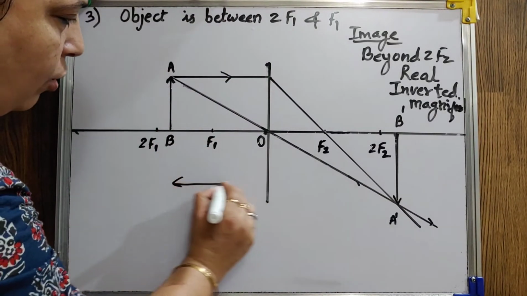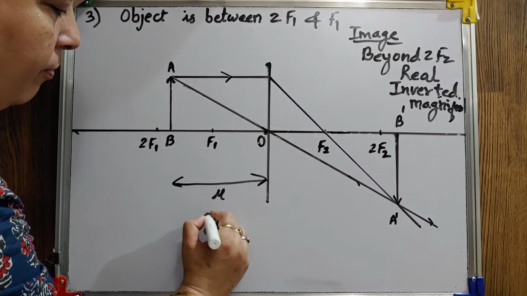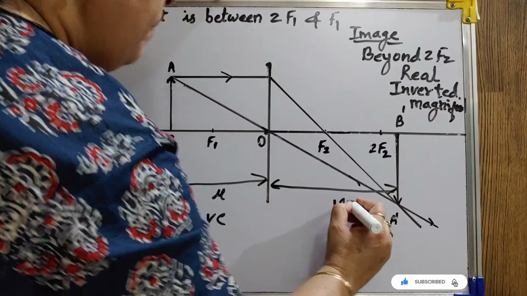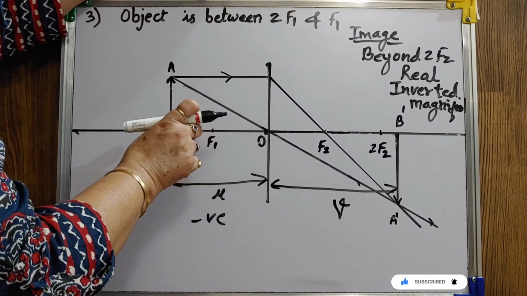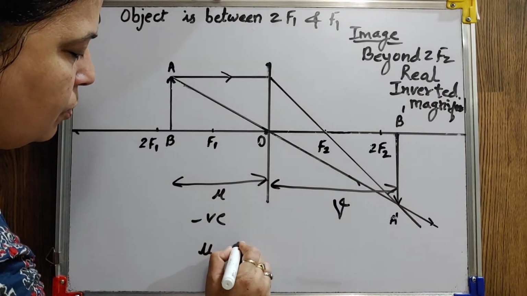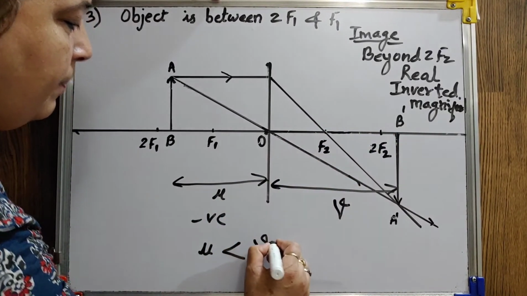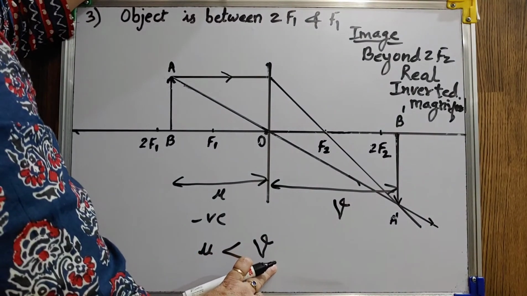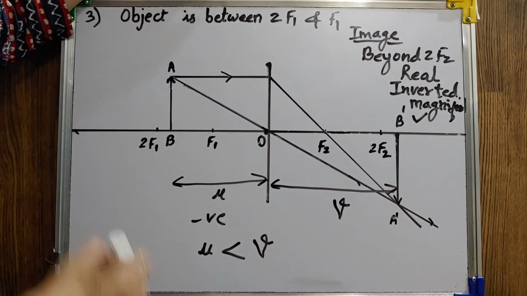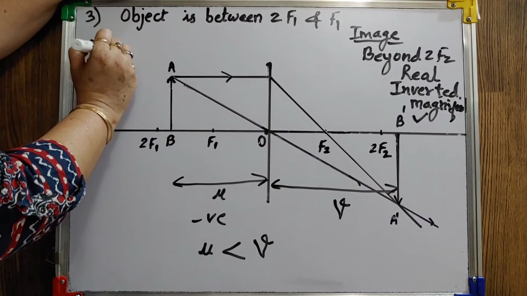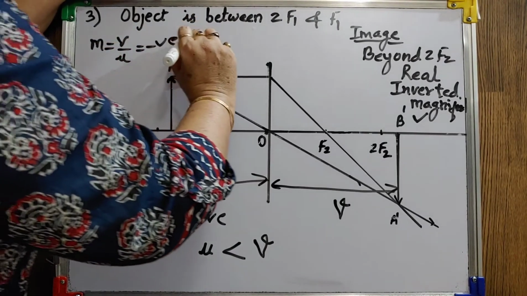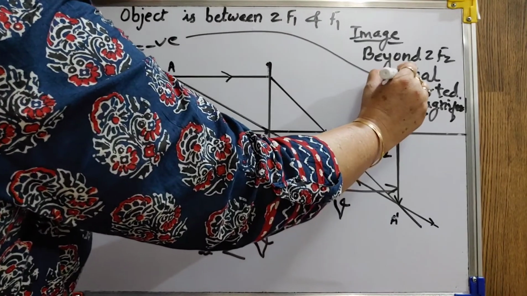When you look at the value of U, again U is negative. V is positive, but here the U is less than 4 centimeter. This is greater than 4 centimeter. So U is less than V. Whenever U is less than V, your image is always magnified. Okay. So magnification, again when you take the ratio of V by U, again you are getting negative, and you know negative indicates real image.